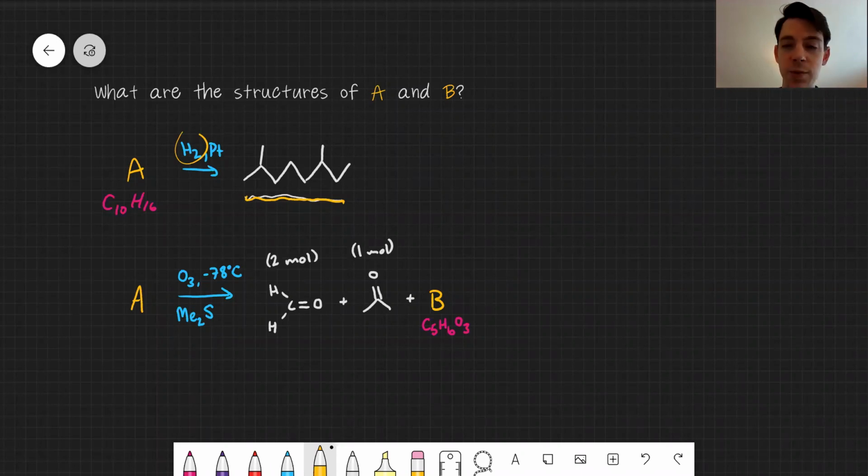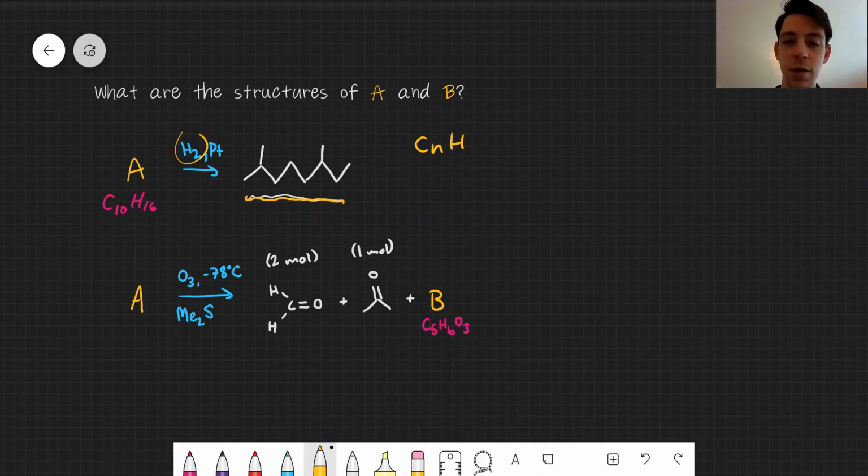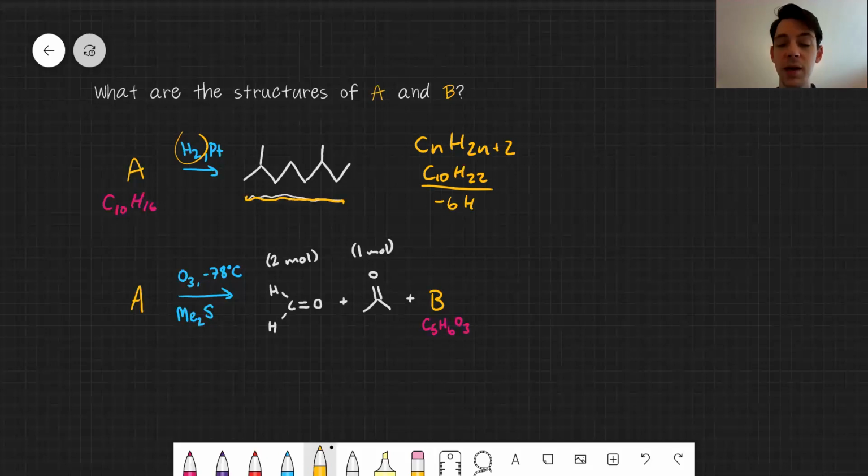I can tell that A must be an alkene because it reacts with hydrogen and with a platinum catalyst, but also because its formula is unsaturated. It doesn't follow this pattern CnH2n+2, because if it did, it would have the formula C10H22. I can tell that it has 6 hydrogens fewer than that. That indicates that this molecule must have 3 double bonds, or 1 or more rings could be present as well.